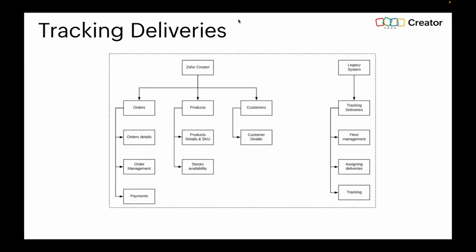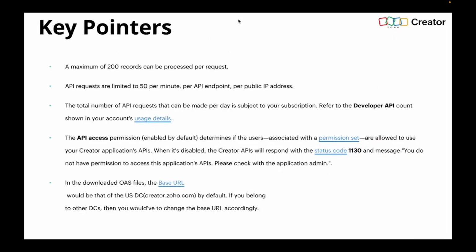So you can download the OAS file and you can export it in the Go language. And this will be exported similar to the SDK file, which can be incorporated within your legacy system for the data communication to happen.